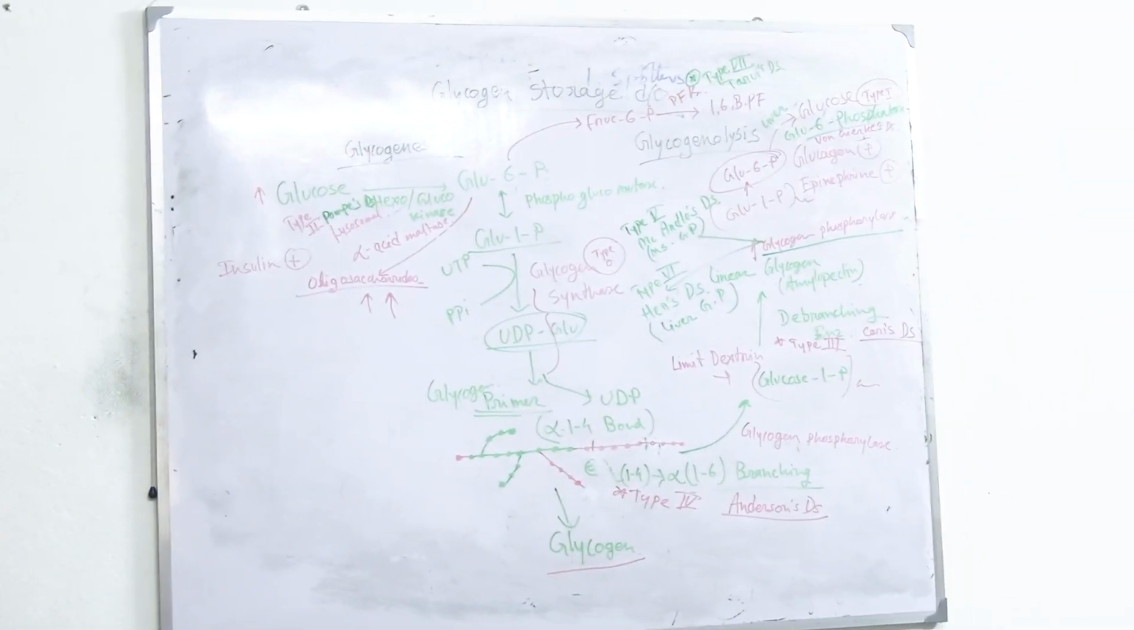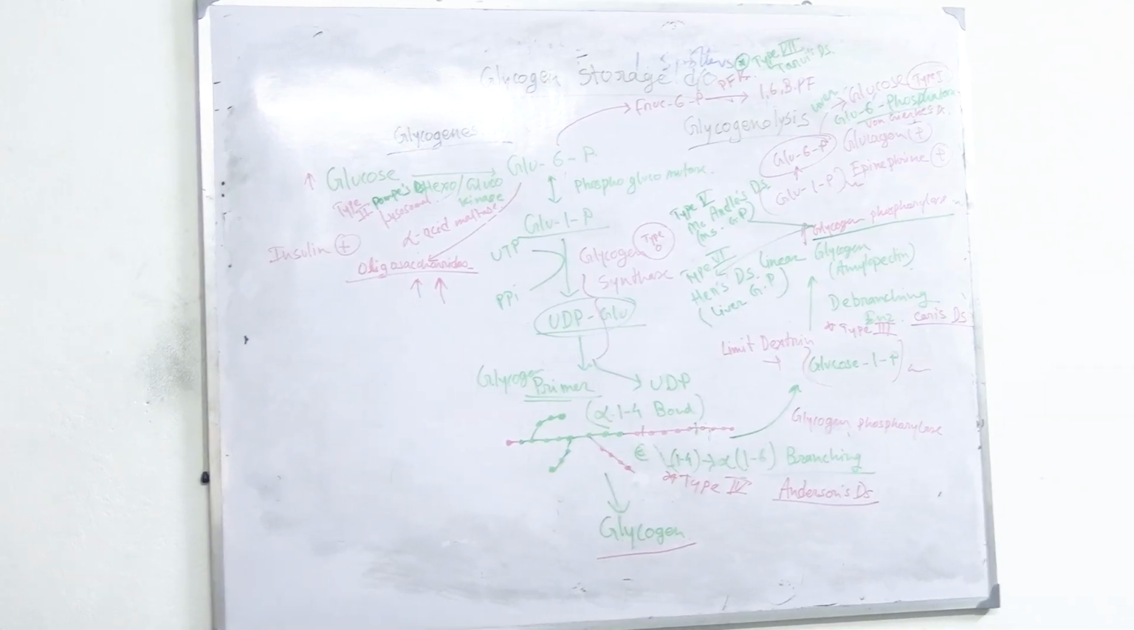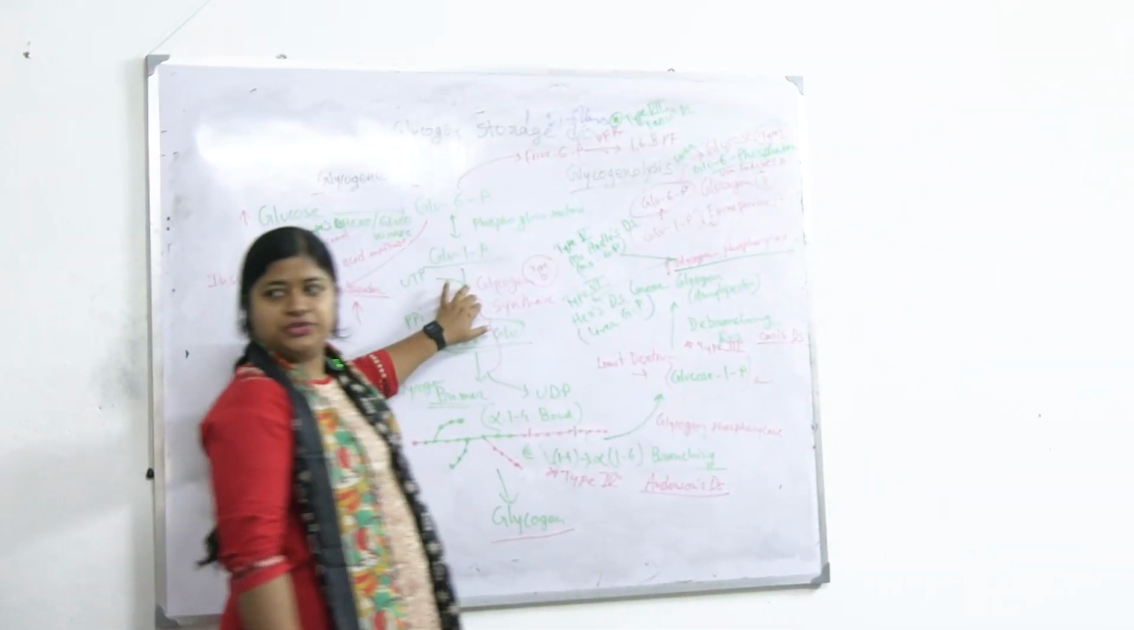Okay, type 5 and type 6 are both because of deficiency of glycogen phosphorylase: 5 is for muscle phosphorylase and 6 is for liver phosphorylase. Okay, and type 7 is for the deficiency of the enzyme phosphofructokinase. Clear? Now, what will happen because of the deficiencies of these enzymes? What will happen? In type 0, glycogen synthase enzyme is defective or deficient.